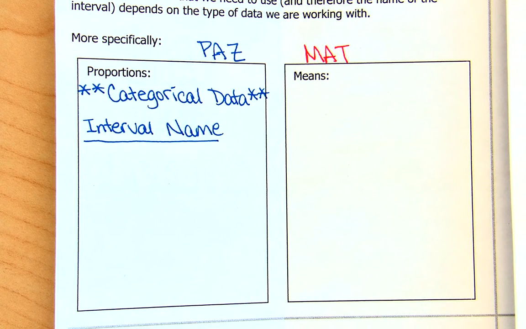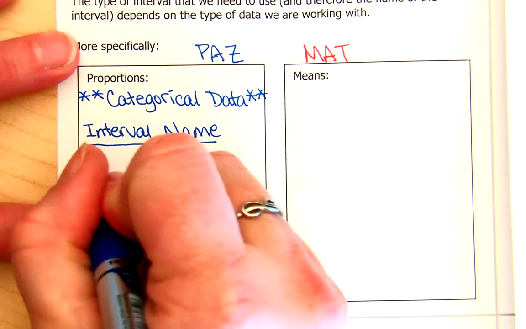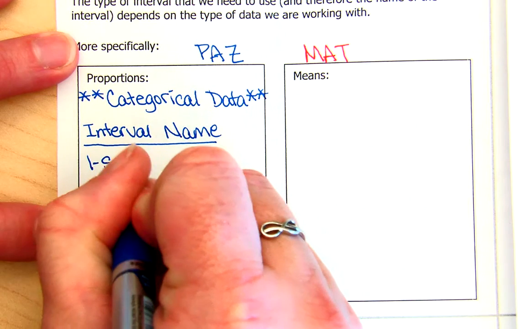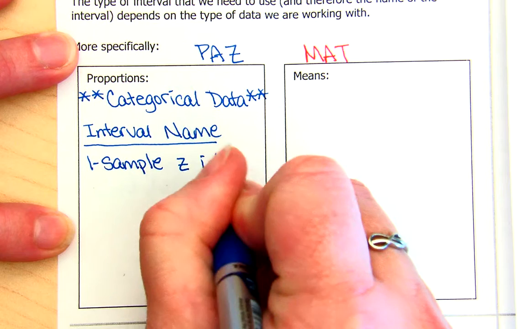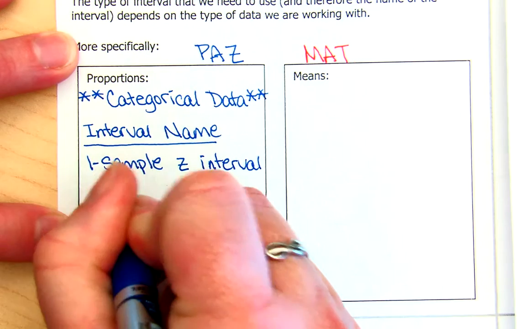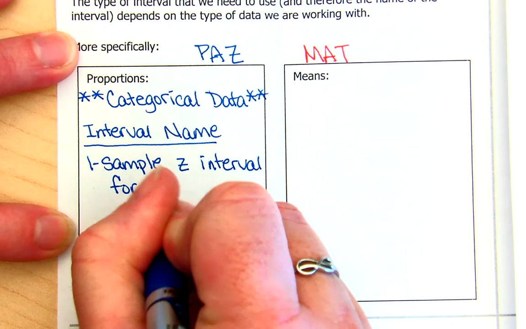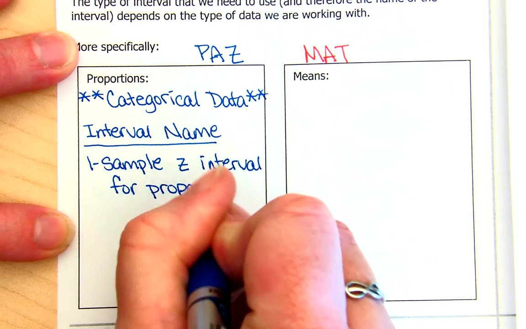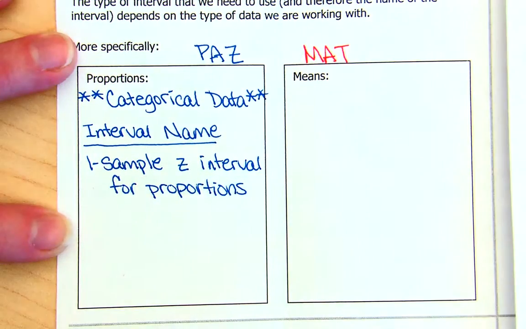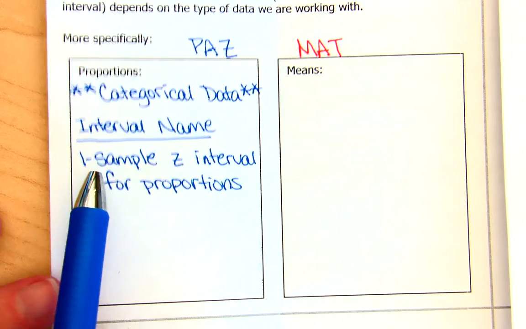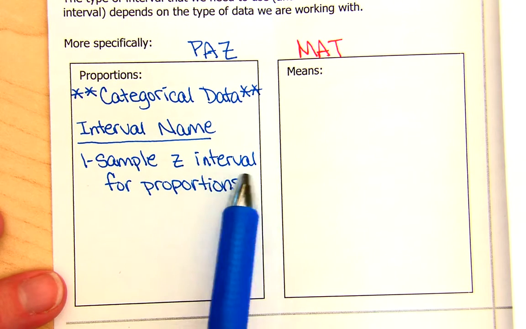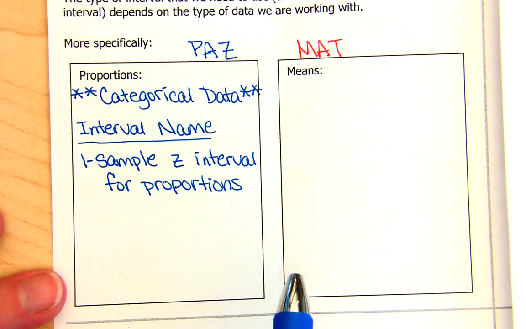So to name the interval, we're going to call this a one sample Z interval for proportions. And you want to have all of that in there. You want to say it's one sample, you want to identify it as a Z interval, and you want to say it's for proportions. You need all three of those things to get full points for your naming the interval.